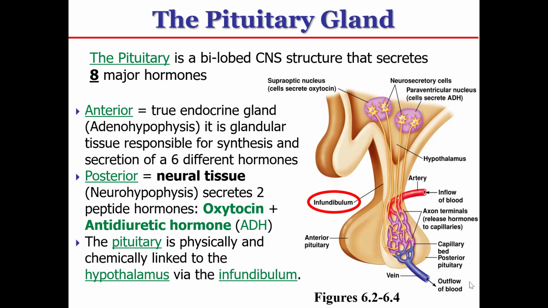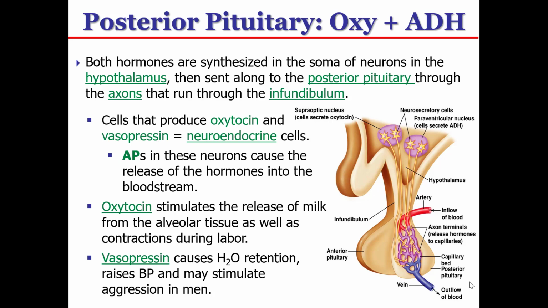And antidiuretic hormone, ADH, or vasopressin, is a hormone we'll come back to in Unit 4 when we start learning about the kidneys. Both hormones are synthesized in the soma of the neurons in the hypothalamus, and they are sent along to the posterior pituitary through these long axons extending down through the infundibulum and accessing the posterior portion of the pituitary.